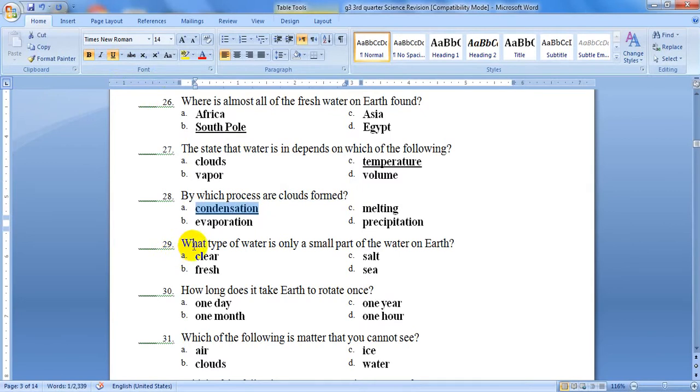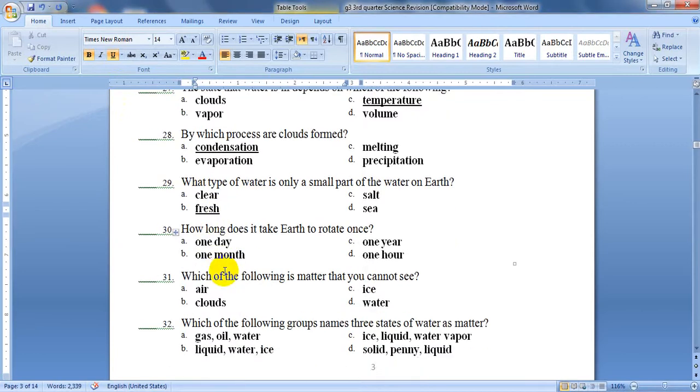29. What type of water is only a small part of water on Earth? Is it clear, fresh, salt, or sea? We said that the smallest part of water is fresh water, and most of this fresh water is frozen in the South Pole. That's why we need to conserve the liquid fresh water which we have.